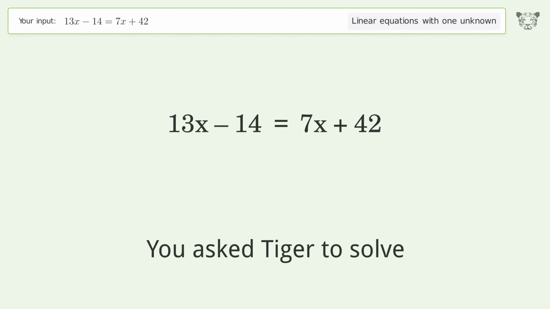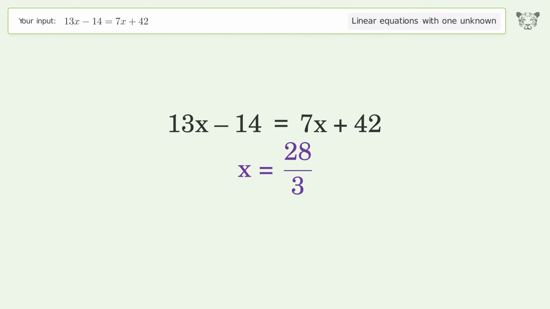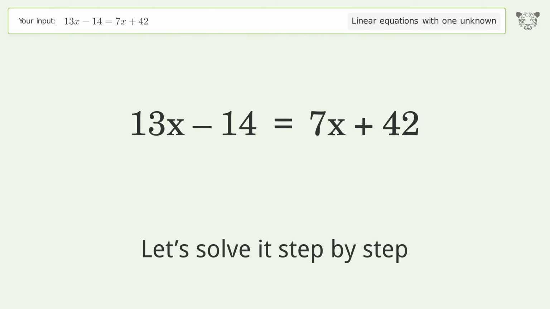You ask Tiger to solve this. It deals with linear equations with one unknown. The final result is x equals 28/3. Let's solve it step by step.